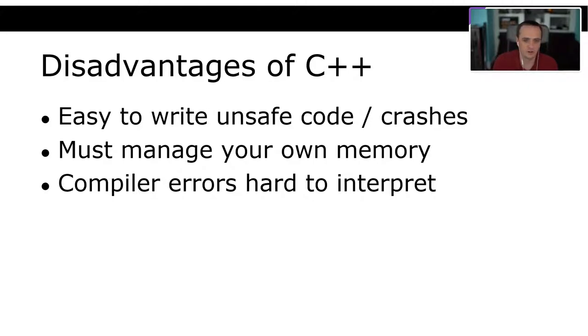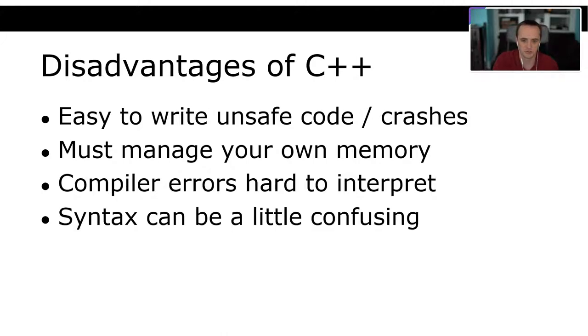Compiler errors can be hard to interpret. This is more true of C++ than any other language I know, especially when you get into things like templates. So you might have, for example, one little typo in a bracket or a semicolon, and you get 20 pages of error messages. So my advice to you is whenever you get an error message that's really long, go all the way up to the top and fix the first error. And if you fix the first error, you may fix all the errors. But this is getting a little better. For example, Clang has really, really nice error messages when you go to compile.